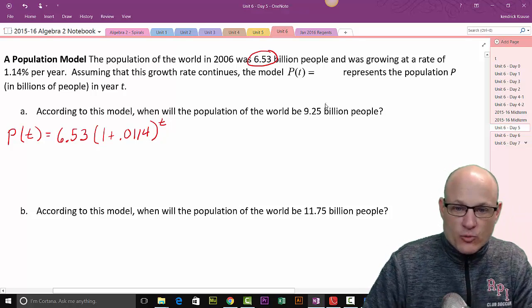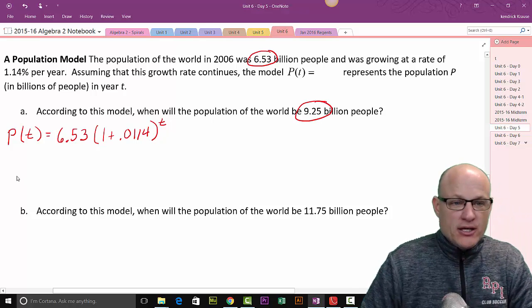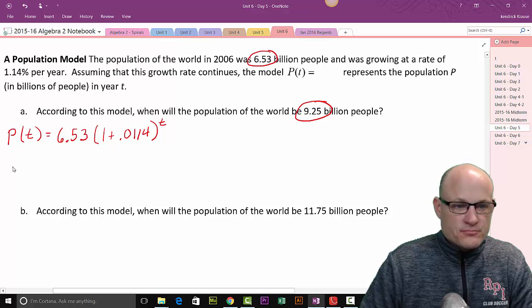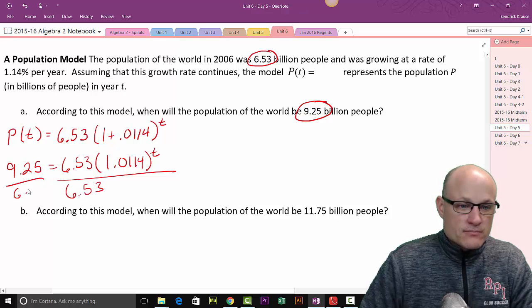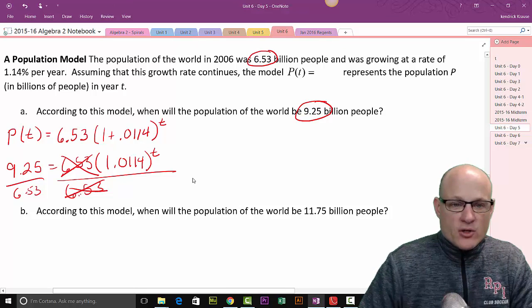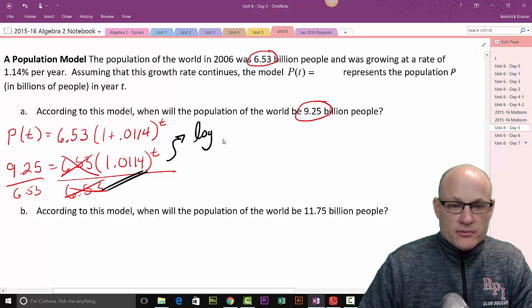So according to this model, when will the population reach 9.25 billion? That's when the earth just falls apart. So 9.25 billion. If we would continue on this growth, when will we be there? 6.53 times 1.0114 to the t. Isolate the weird thing, so we'll get that weird thing all by itself. So this goes and this goes. And what we do now is we're going to change the form. So we'll go log, it's all about the base, 1.0114. And then those two things have to switch.